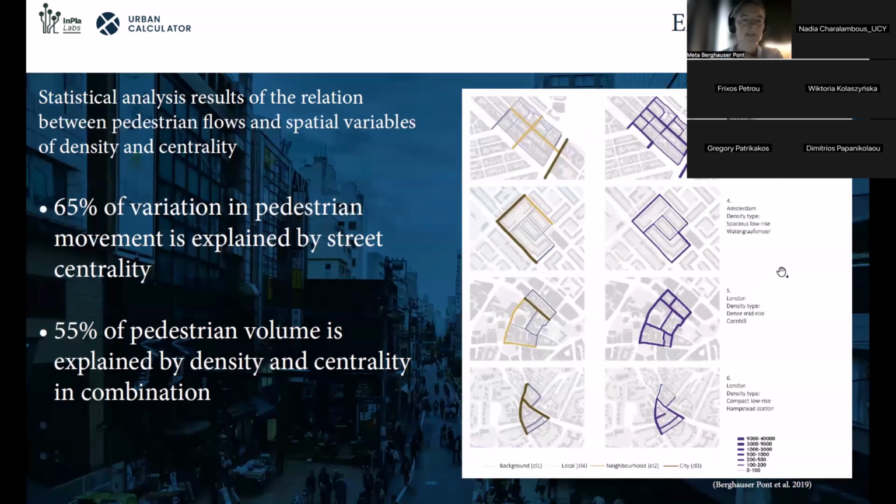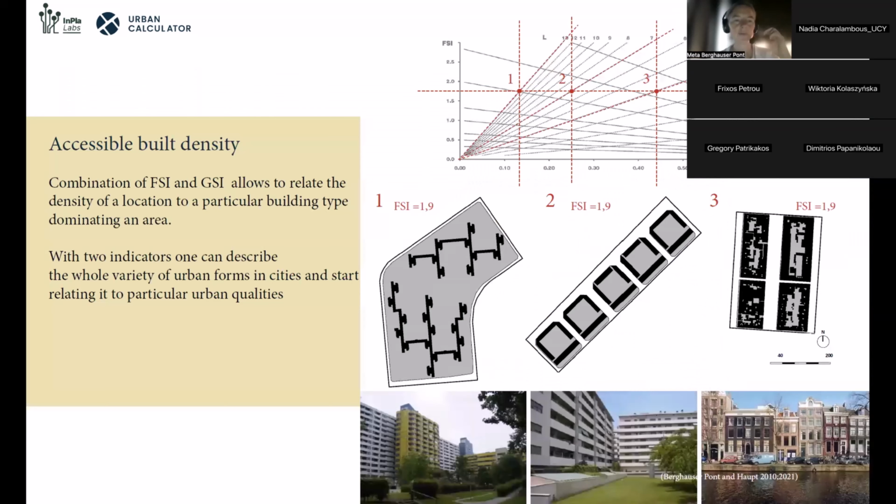What we found is that the variation of the pedestrian movement is very well explained by street centrality, while the volume is explained by density and centrality in combination. So centrality and density were shown to be the key variables. There was a bit of influence by the presence of a public transport stop, but that was minor; it gave a little more explanatory power to the model. The main variables were the two centrality measures and density. And that brings me to density.